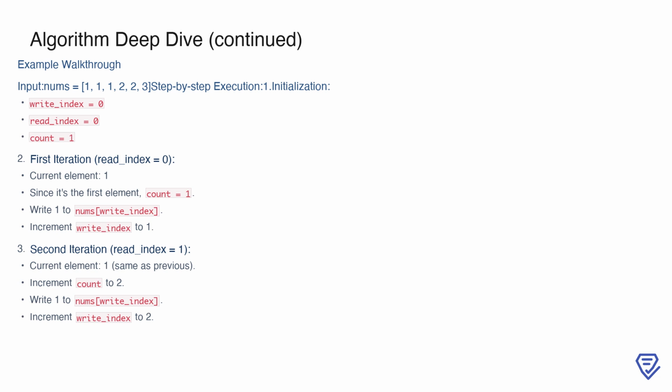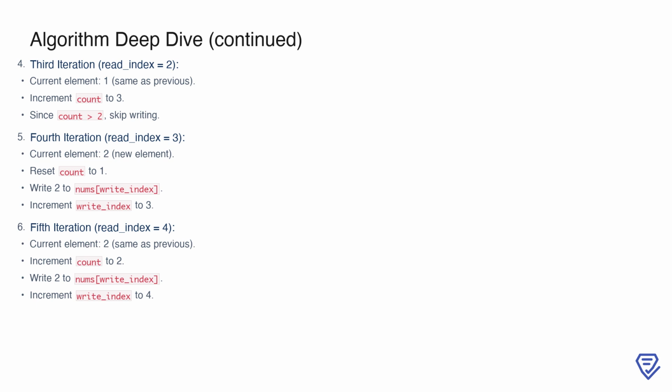In the second iteration, the current element is still 1, so we increment count to 2, write 1 again at nums[write_index], and move write_index to 2. These steps ensure that the first 2 occurrences of 1 are retained. In the third iteration, the current element is 1 again, so we increment count to 3. Since count exceeds 2, we skip writing this element, effectively removing the third occurrence of 1. Next, in the fourth iteration, the current element is 2, which is different from the previous one.